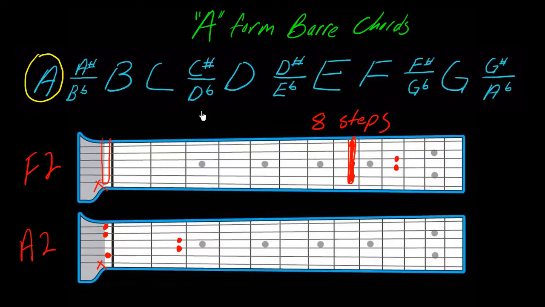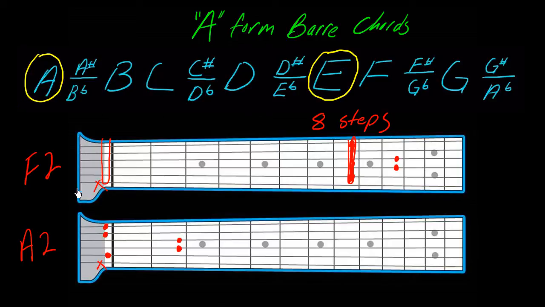Now, you might be wondering, well, when do I use the A form bar chords and when do I use the E form bar chords like I learned on the last one? That's a really good question. There are a lot of different reasons why you would want to use one over the other. But one of the reasons is, here, let me put this up. You remember these are the 2 forms that we know, the E and the A form.